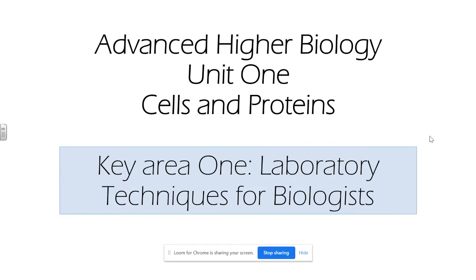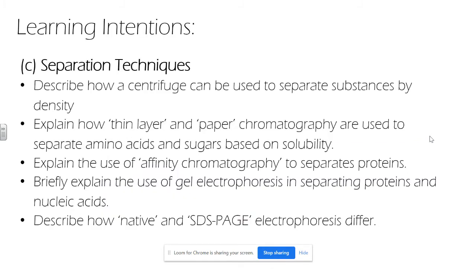This video covers Advanced Higher Biology Unit 1 Cells and Proteins, specifically Key Area 1 Laboratory Techniques for Biologists. We'll look today at Section C of that key area, Separation Techniques.